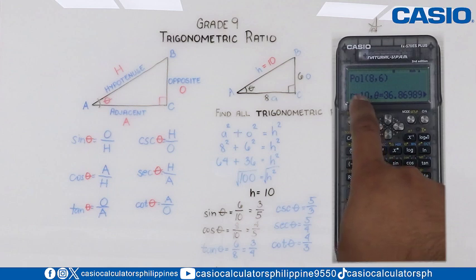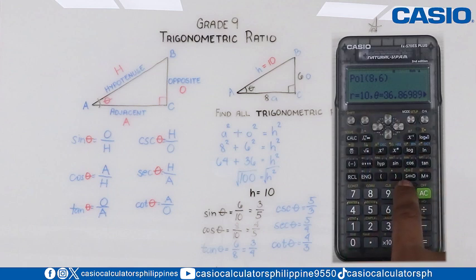Okay, now take note, r here will be our hypotenuse, and that is saved under our variable x. And theta here is the value of our reference angle, and that is placed under our y variable. Now, to solve for the different trigonometric ratio, just type in sine and access the y value, which is alpha SD, and press equal sign.